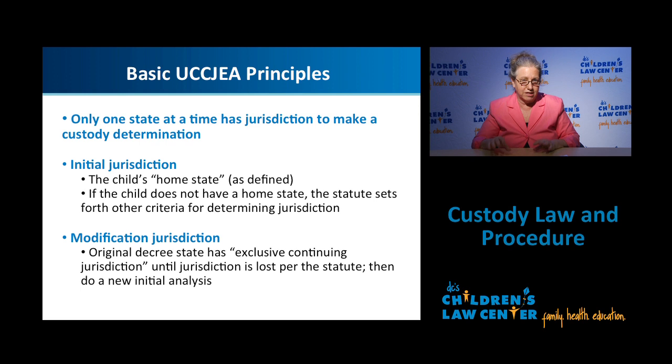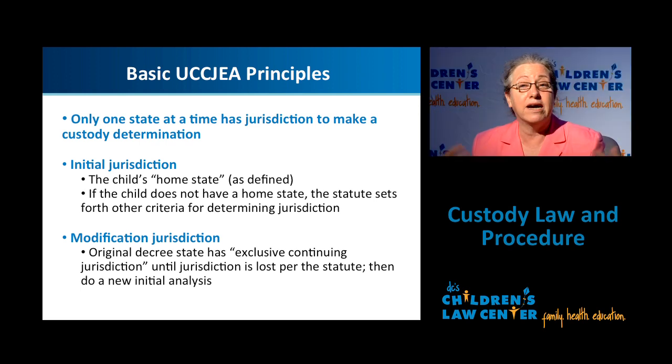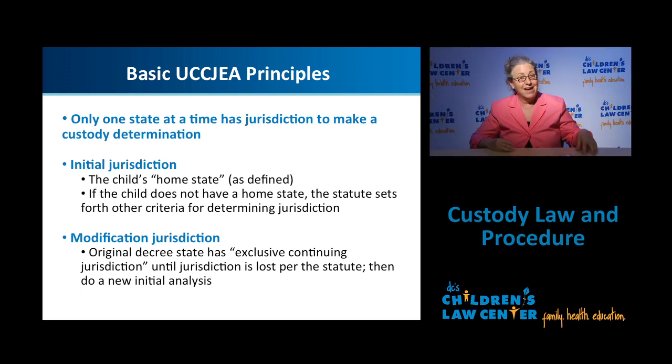So that's initial jurisdiction. But let's say there was a custody case in DC a few years ago, and DC issued a custody order, but someone wants to modify it, and we'll talk about modification later. Well, there's a different analysis for modification jurisdiction, and the basic principle is that the state that had jurisdiction to issue the custody order in the first place has exclusive continuing jurisdiction to hear future custody determinations unless that state loses jurisdiction. And the statute tells us when that state loses jurisdiction.